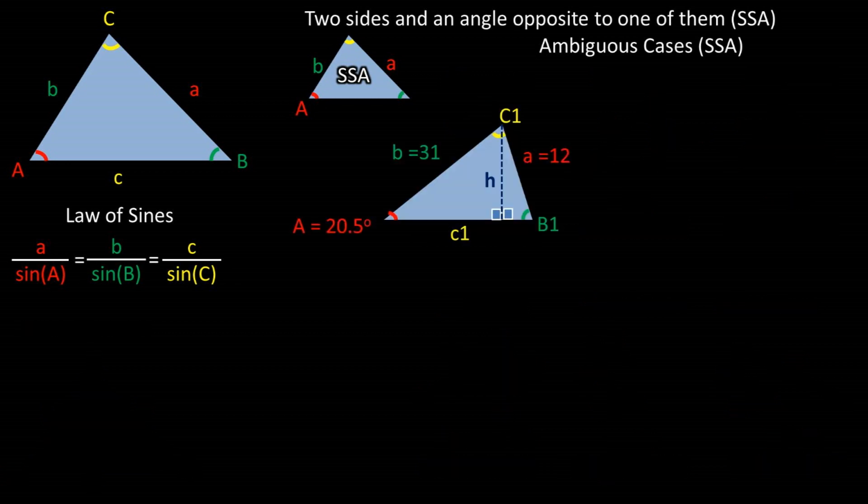Now let's do an example problem where we have a side-side angle triangle, which again is a triangle we can use the law of sines on. The triangle has an A angle of 20.5 degrees, an A length of 12, and a B length of 31. We want to solve this triangle. You may want to pause here and take a minute to try to solve it for yourself.